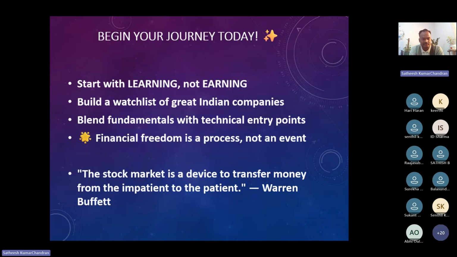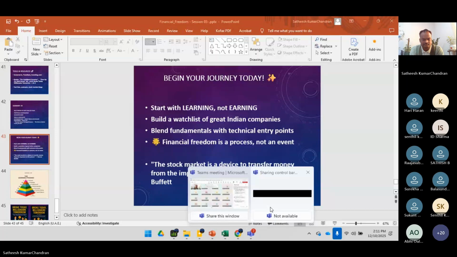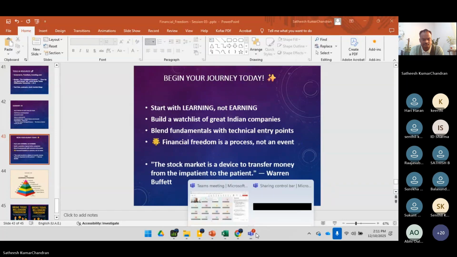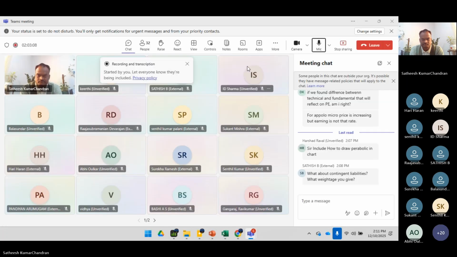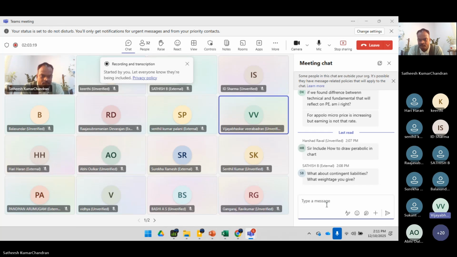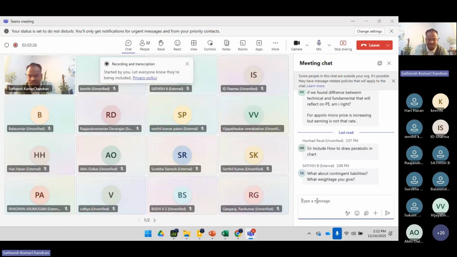So any questions so far? Satish, thank you. How do we compare the Indian stocks with the UAE or Middle East stocks? Actually, UAE stocks, we are not supposed to discuss much, because of the restrictions. There are so many restrictions, so we are not able to discuss much.